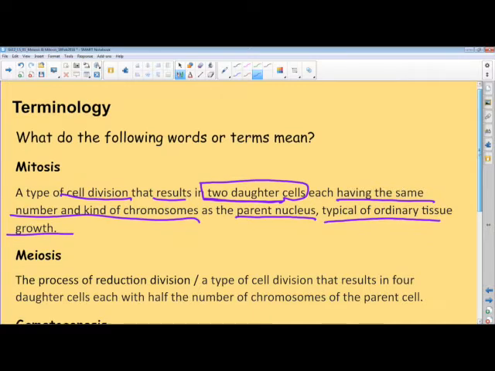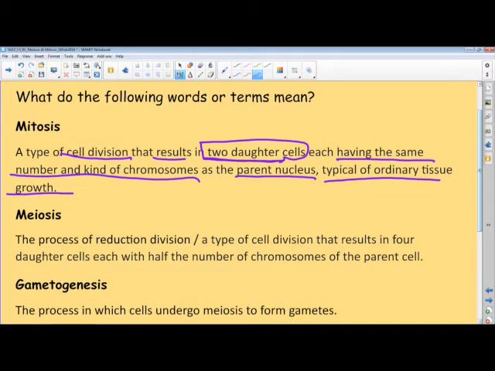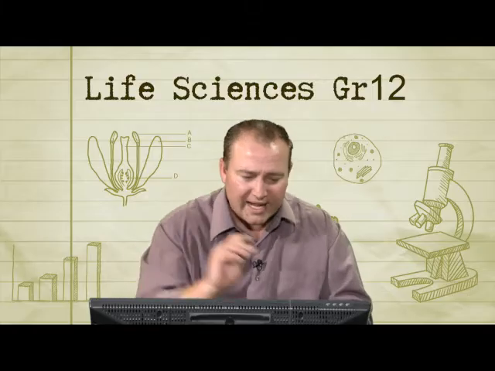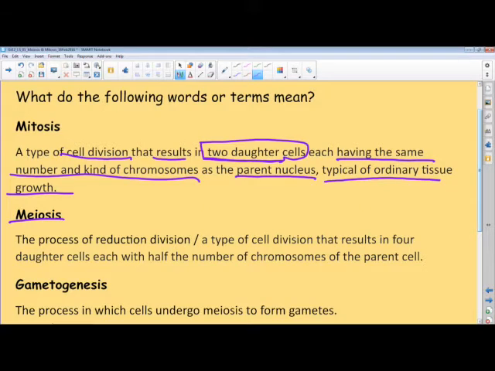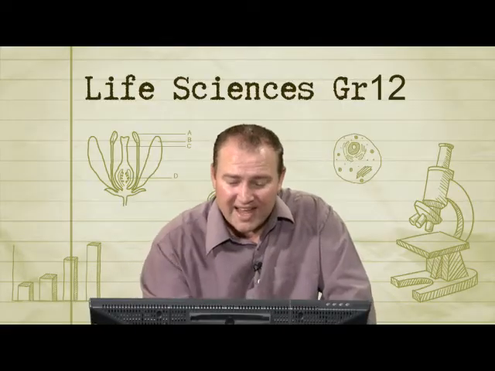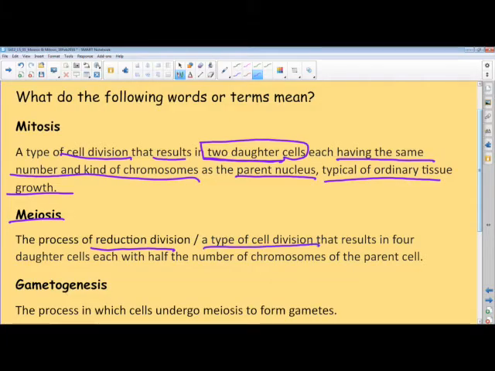The next one we're having a look at is the new concept that I'm going to show you today, okay? It's meiosis. Now, they look similar, they sound similar, but they aren't. Okay, let's have a look at the first one. The process of reduction division. Reduction division, okay? It's a type of cell division that results in 4 daughter cells, you underline that, 4 daughter cells with half the number of chromosomes, which is very important, of the parent cell.